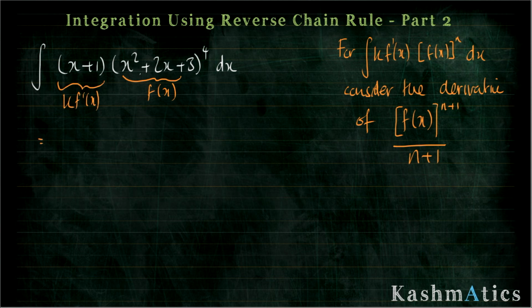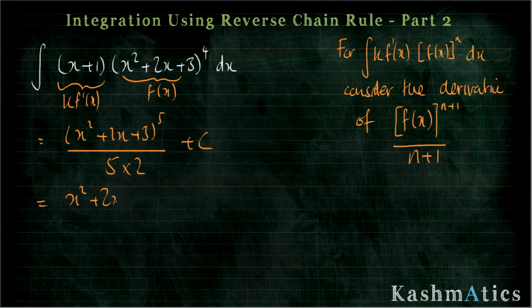So what we need to do here is increase the power: x squared plus 2x plus 3 to the power 5, divide by that new power. Okay, but we also need to divide by that factor of 2, which we would generate from here, which we need to get rid of. So that would be my final answer, and let's just tidy that up. (x squared plus 2x plus 3) to the power 5 over 10, add c.